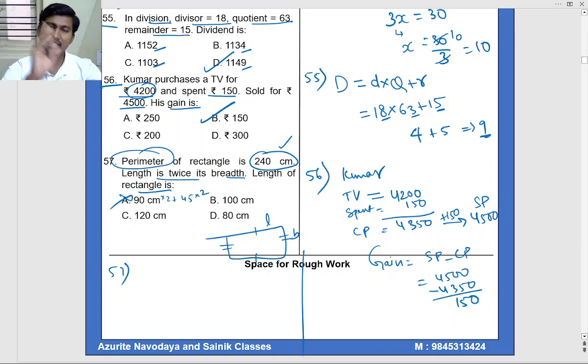So it should be less than 90 now. 270 is coming, but we have only 240. So it should be less than 90 now. So which option has less than 90? So only one. That is the answer.